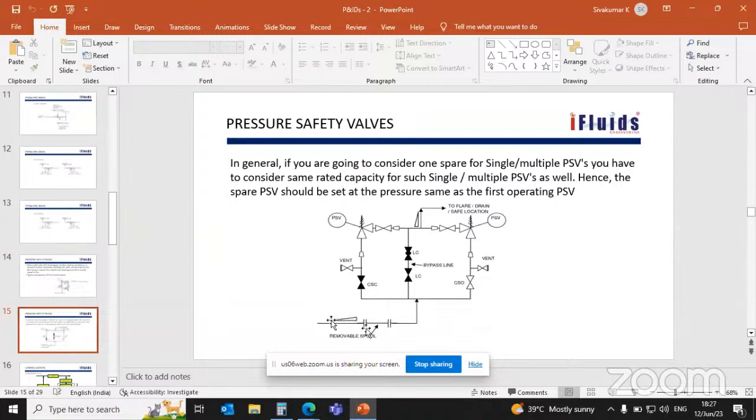So you see this line, right? This small triangle, right angle triangle. The lowest part is sloped towards this side. This is not typically the top side; it will be horizontal only. It is sloped towards this flare drain safe location. So this is sloped towards the bottom. This is how the slopes are indicated.